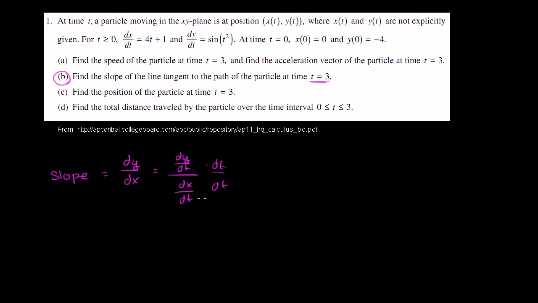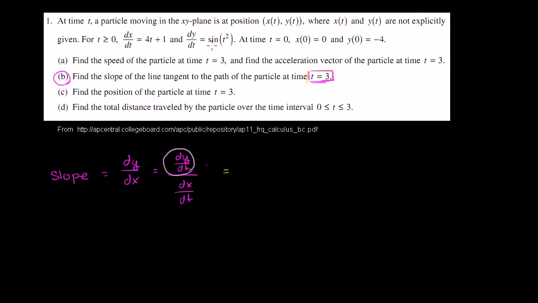And the reason I wrote it this way is that they actually give us these values. They give us dy/dt and they give us dx/dt. So if you wanted to find the slope at time, what do they want? At time equals 3, we just have to find dy/dt at time equals 3 and dx/dt at time equals 3.